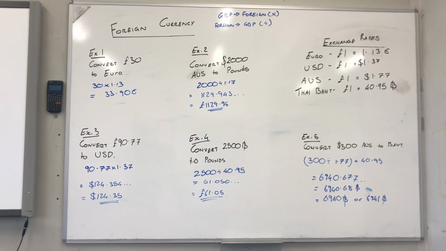Okay, so the main thing to remember is that to convert from British into foreign, you multiply, and to convert from foreign into British, you divide by the exchange rate. Okay.